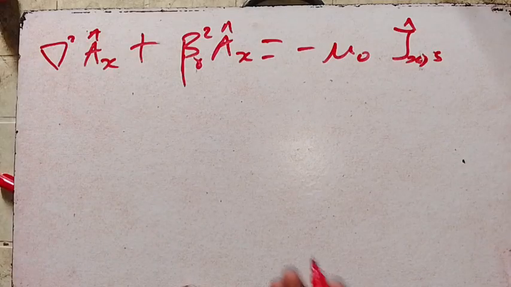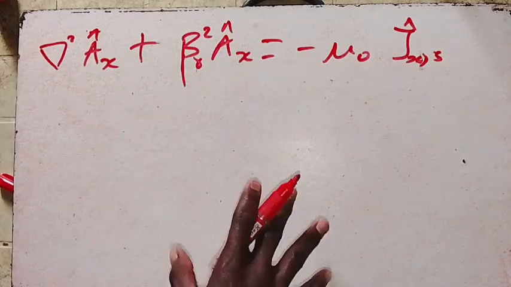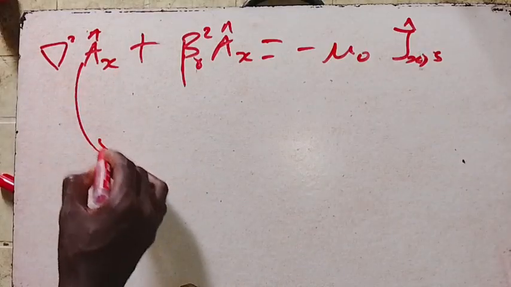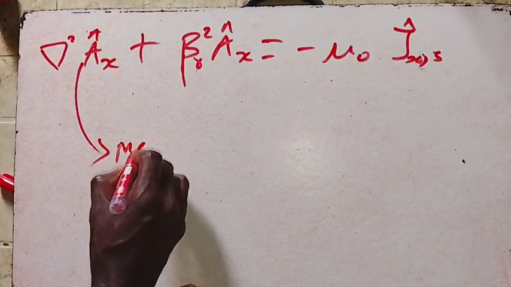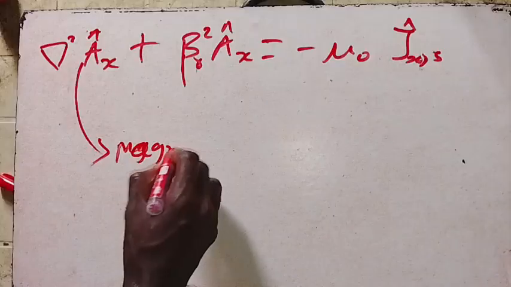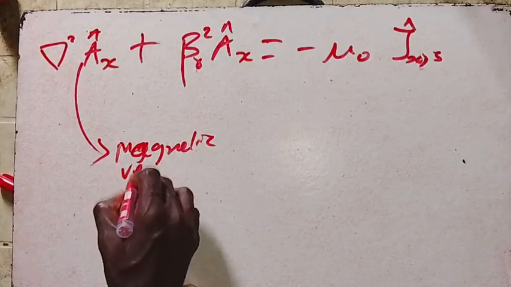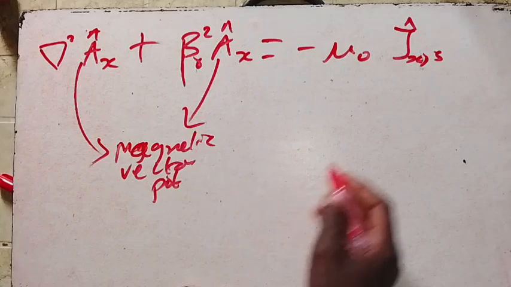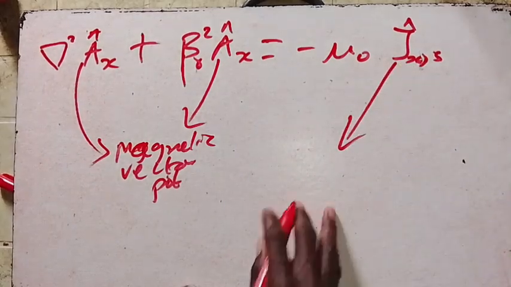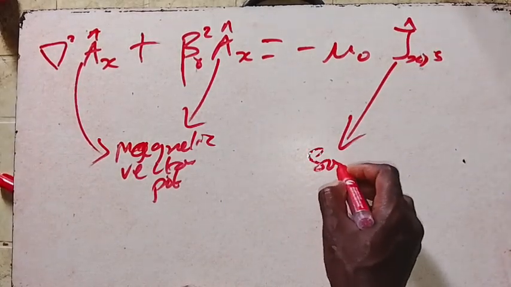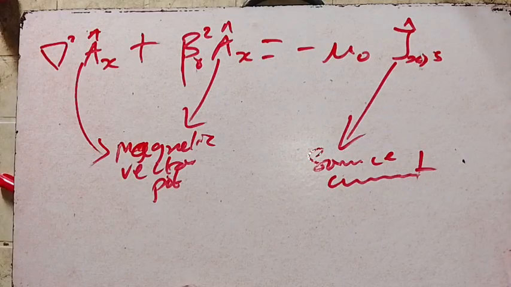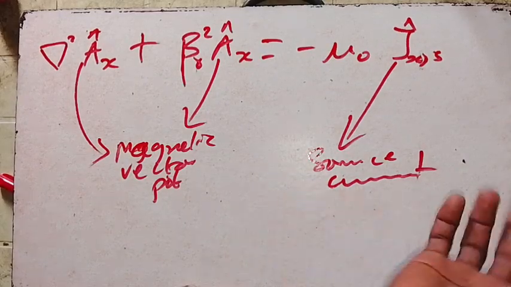What are we actually doing to them? In fact, where are we heading to? Now, this guy, remember, this is the magnetic vector potential, right? The same thing here. Then this guy is the source current. Source current. Pardon the writing.